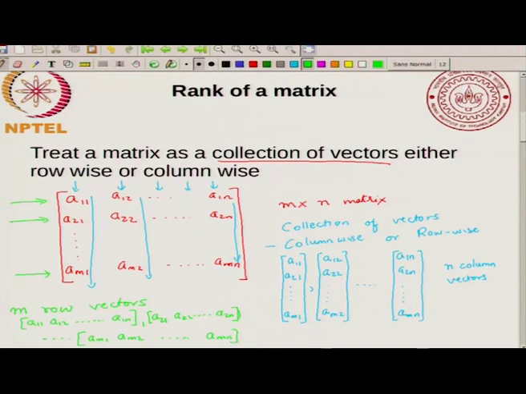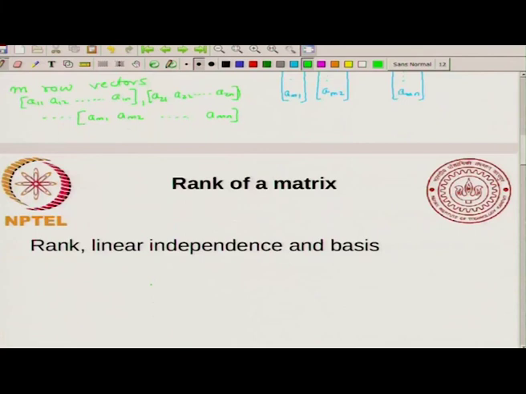So sometimes it is very useful to think of this matrix as a collection of vectors, and you can think of it either as a collection of m row vectors, or you can think of it as a collection of n column vectors. Okay. So, this basic idea of thinking about matrices as collection of vectors is what you need in order to define a rank. Okay. Once you think about this matrix as a collection of vectors, then the question you can ask is, are these vectors linearly independent or dependent? Okay.